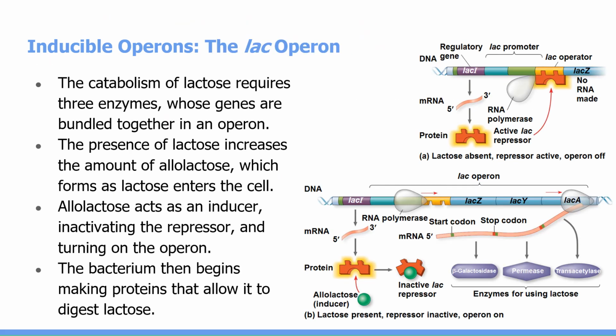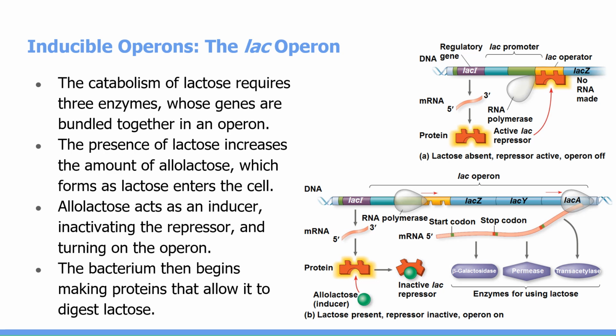The biggest example of the inducible operon is the lac operon. So what's the function of this lac operon? So lactose needs to be broken down, and it's broken down by three enzymes. And the generation of those three enzymes come in this operon. The presence of lactose increases the amount of allolactose, which forms as lactose enters the cell. And so this allolactose acts as an inducer in inactivating the repressor and thus turning on the operon in order to produce the enzymes to digest that lactose.